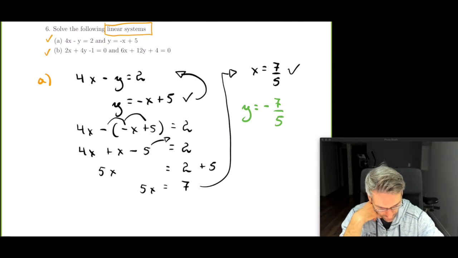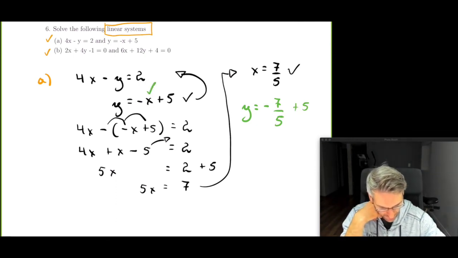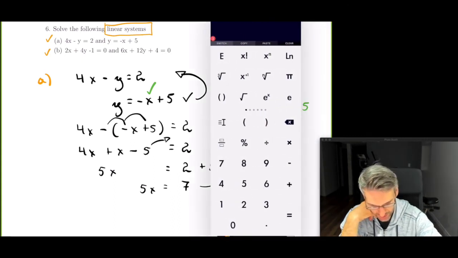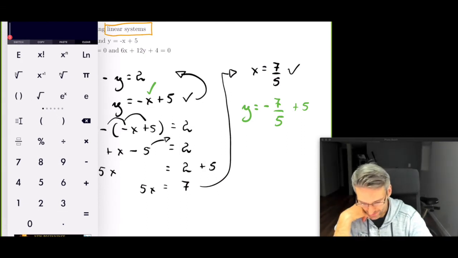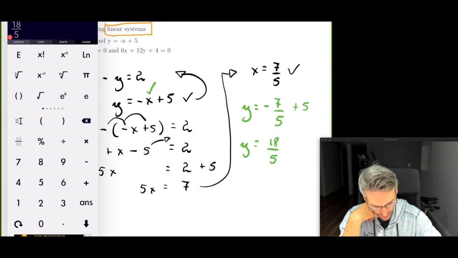Substitute the 7/5, right? So I'm substituting it in there, and then plus the 5. All right, so I just want to show you. It's a fraction, so it's 7/5 plus the 5, and we get y is equal to 18/5. So your solution to this linear system is basically this point.